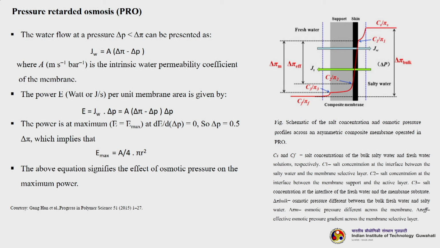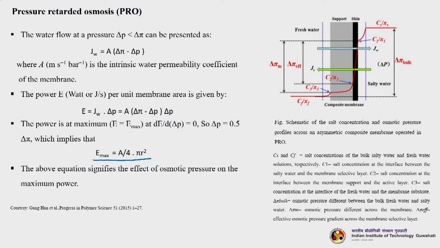Let us understand how you will get a maximum power. The power E is maximum, E equals E max, when dE by d delta P equals 0. So, delta P equals 0.5 into delta pi, right. Which implies that E max equals A by 4 into delta pi squared. The above equation signifies the effect of osmotic pressure on the maximum power. So, the more the osmotic pressure, the more will be the power.